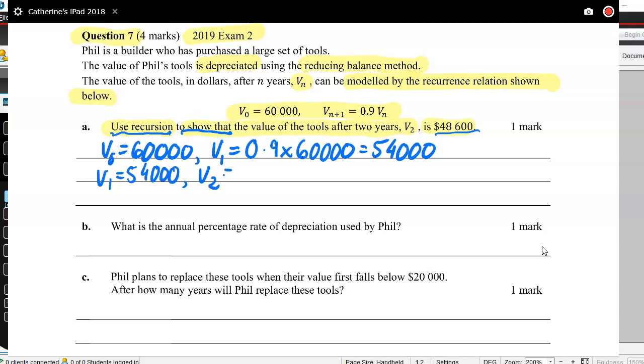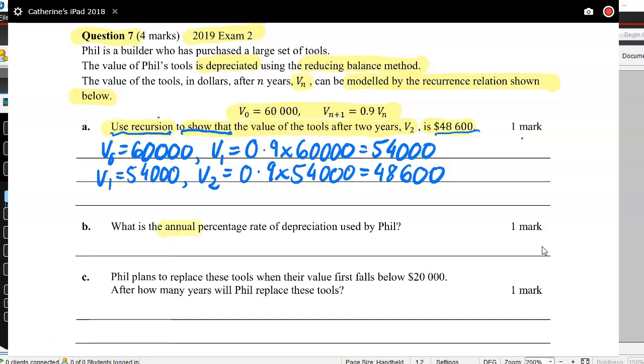V2 equals 0.9 times 54,000 equals 48,600. Now again, I'm going to stress that they've said to use recursion and they show that. So you have to show those lines. You have to use recursion there. Okay, if you don't, you are not going to get that mark. And we do things like this in the SAC as well. You have to show it.